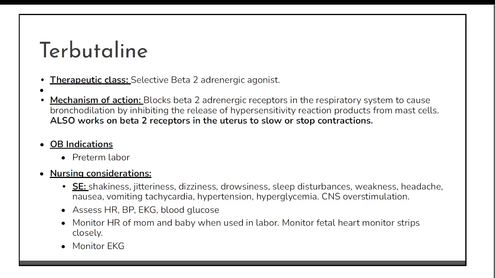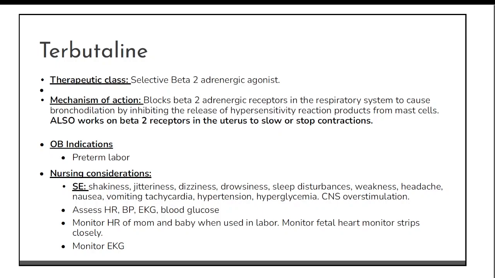All right, so why in the world are we now talking about this beta-2 adrenergic agonist in labor and delivery? Well, it also works on beta-2 receptors that are in the uterus, and that's going to help relax those smooth muscles, slow or possibly even stop premature contractions. All right, so terbutaline is indicated for our labor and delivery indication, preterm labor.